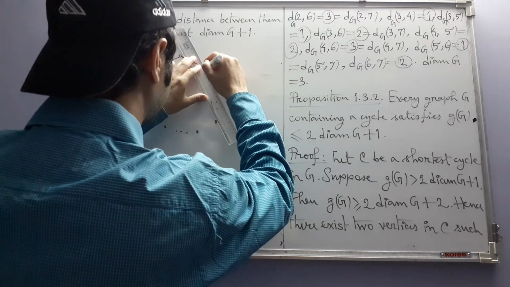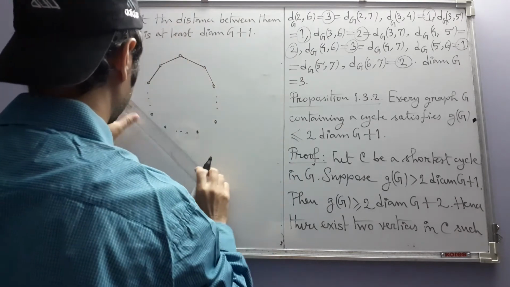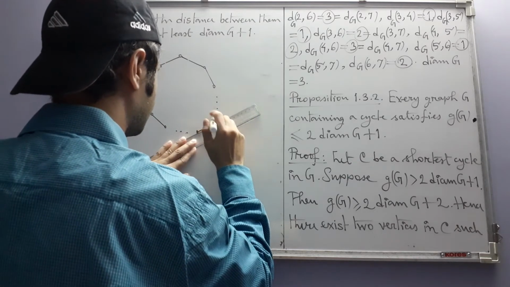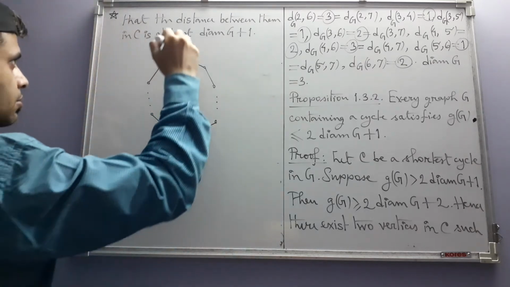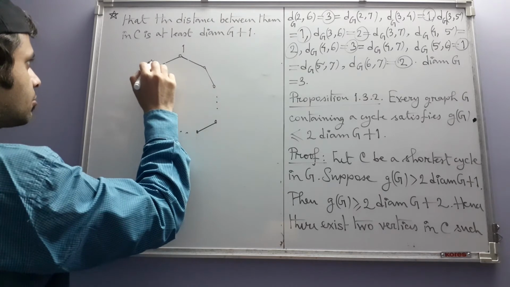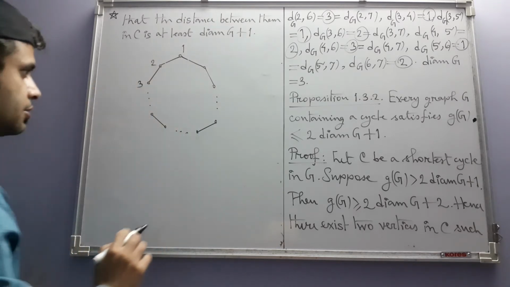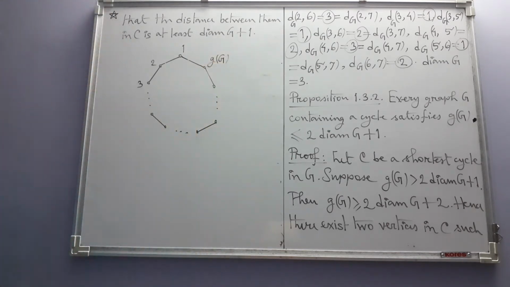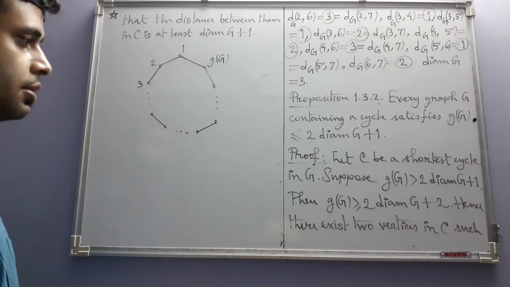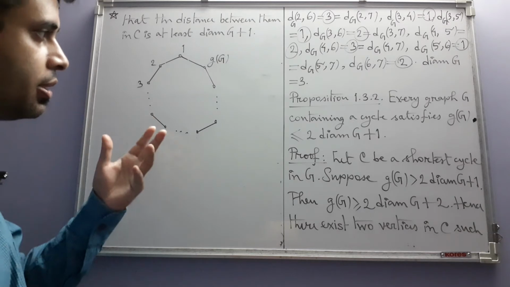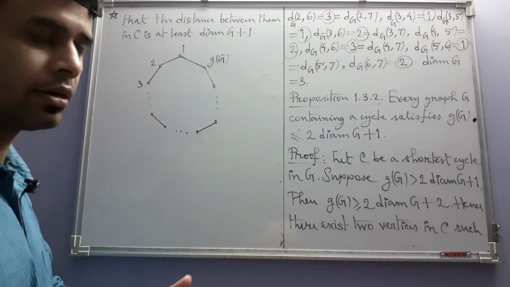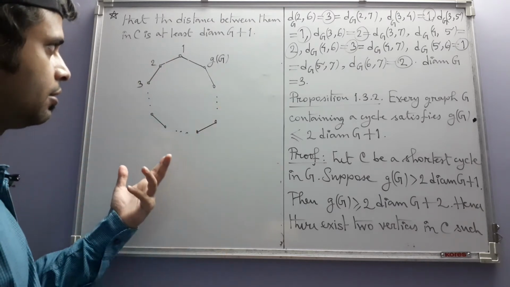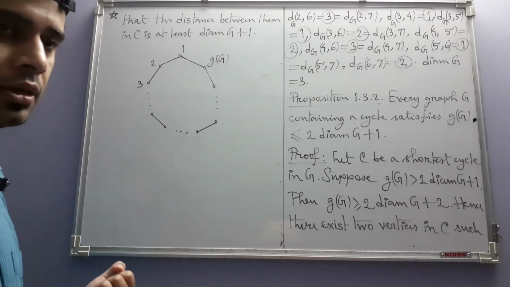So the cycle C of shortest length, or smallest possible length, is something like this: one, two, three, etc. It will end at this vertex because its length is g, and we already know, according to the definition of the length of a cycle, that it is the number of edges in the cycle, which is also equal to the number of vertices in the cycle.